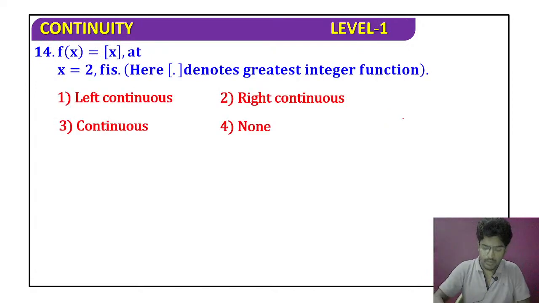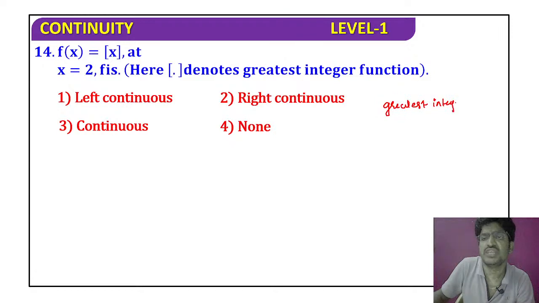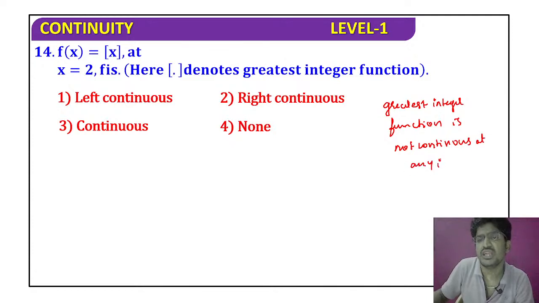See the 14th problem. In the 14th problem, they have given that f of x is the greatest integer function. So already you know that the greatest integer function is not continuous at any integer.